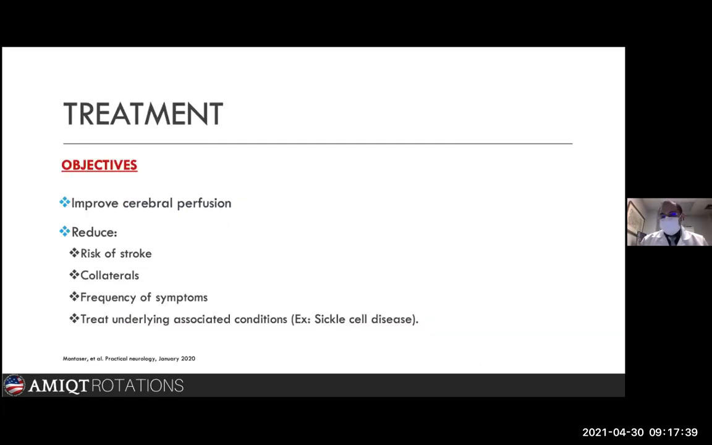Regarding the treatment, there is no treatment able to revert or cure this condition. So they are focused on improving cerebral perfusion and reducing the odds of presenting new stroke events. And also, if you have an underlying condition that is associated with Moyamoya, like sickle cell disease, with an adequate treatment of it, you can reduce the frequency of new stroke events.